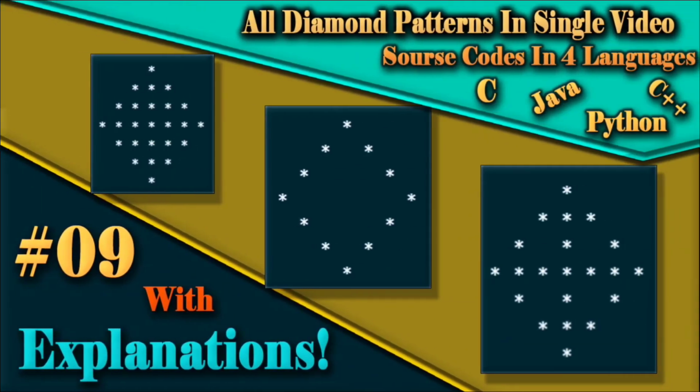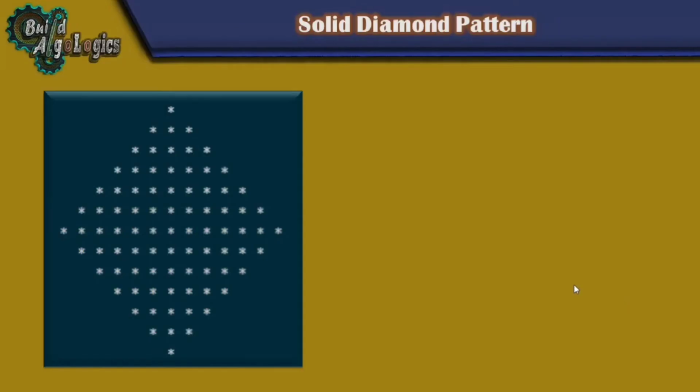In this tutorial we are going to write our code for printing these diamond patterns such as solid diamond, hollow diamond and hollow diamond with cross. So without any further ado, let's get started.